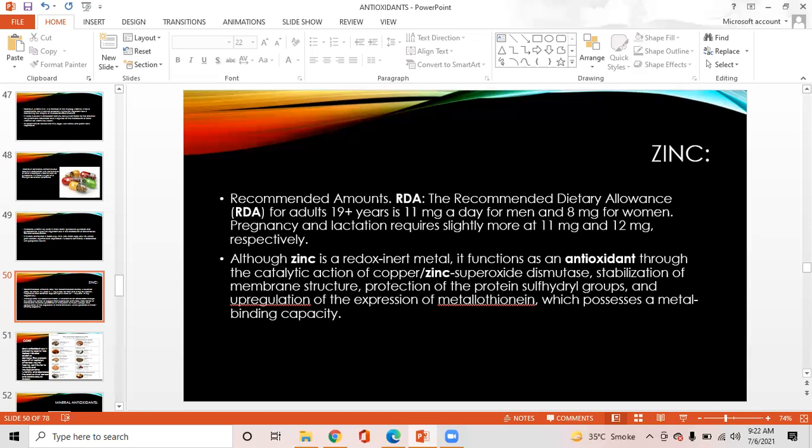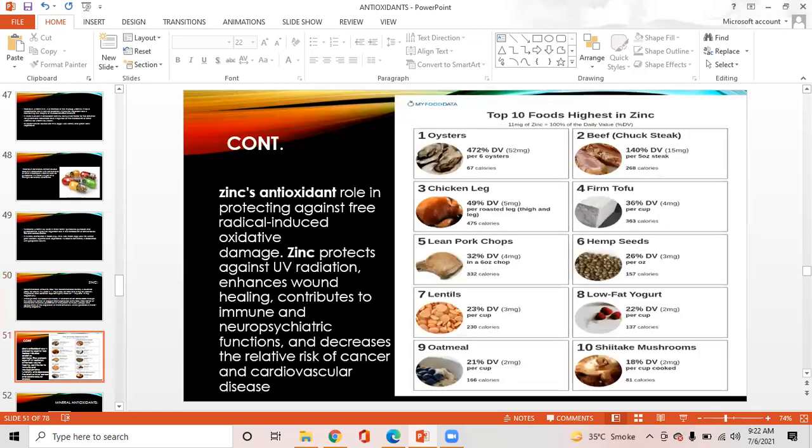Although zinc is a redox inert metal, it functions as an antioxidant through the catalytic action of copper zinc superoxide dismutase, stabilization of membrane structures, protection of the protein sulfhydryl groups, and upregulation of the expression of metallothionein, which possesses a metal binding capacity. Zinc's antioxidant role includes protecting against free radical induced oxidative damage.